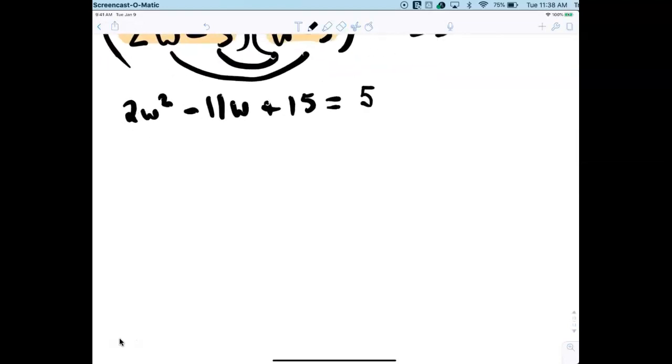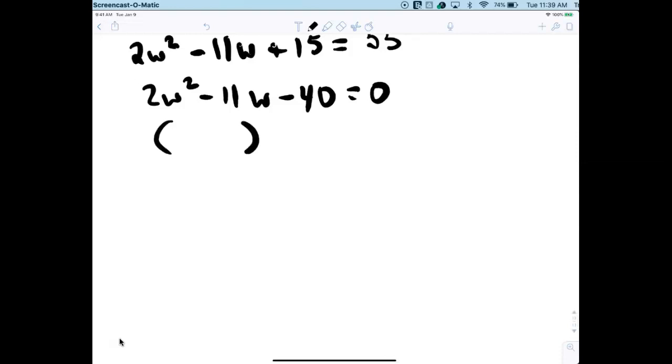Everybody okay with this? Now it's quadratic, so to solve quadratics they have to be set equal to 0. So if I throw the 55 over, it becomes negative what? 40. Yeah, so 2W squared minus 11W minus 40 equals 0. That wasn't that hard. So from there, what do I need to do? All right, so we're factoring. What is it? Go ahead. It would be 2W and then W. Perfect.